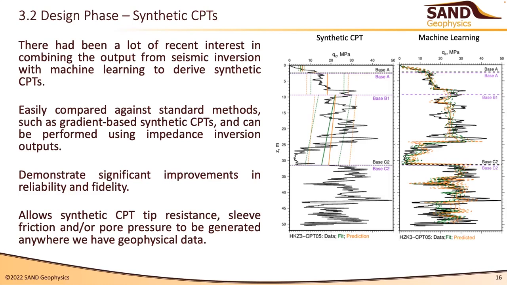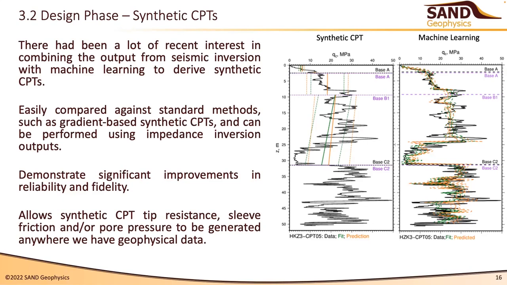So this is data from HKZ, where a gradient-based synthetic CPT has been generated. The solid lines are the best fit value, and the dashed lines are the upper and lower bound. So we compare that with the machine learning output for that same location. We can see the improvement in terms of the fidelity of the model that we've been able to produce, and we also see that there's been an improvement in reliability.